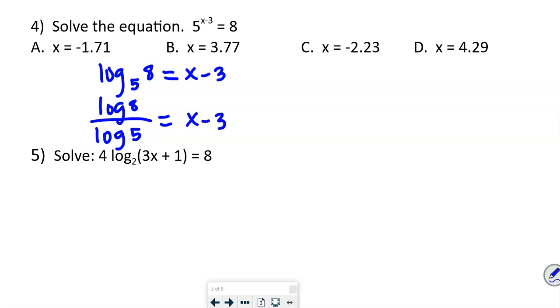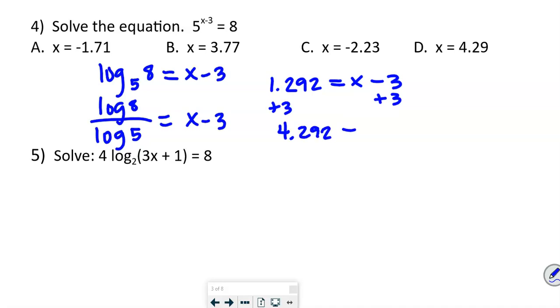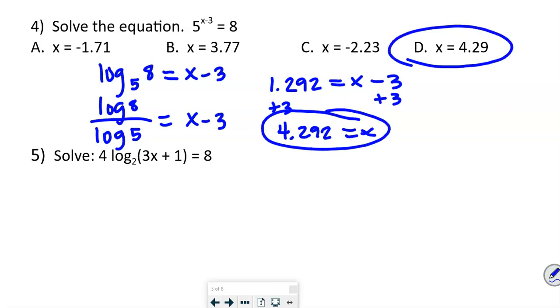So what I want you guys to do is in your calculator, take the log of 8, make sure you close that parenthesis on top, and then divide it by the log of 5. And when I did that, let me see, where's my paper? I got 1.292, and that's equal to x minus 3. So I'm going to add 3 to both sides. So that's going to give me 4.292. That's what is equal to x, okay? So that means that's my answer right there.